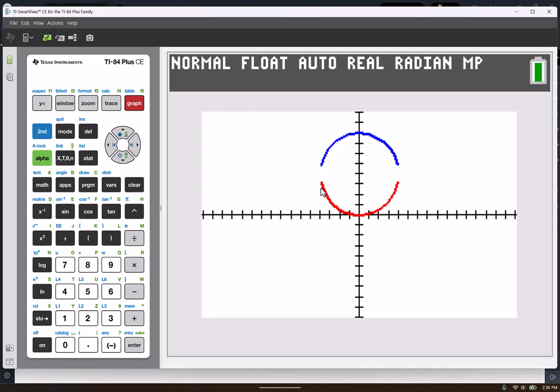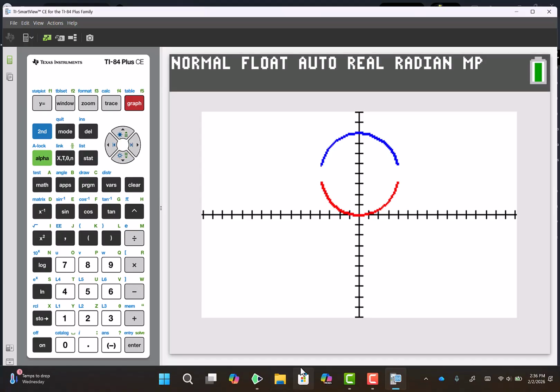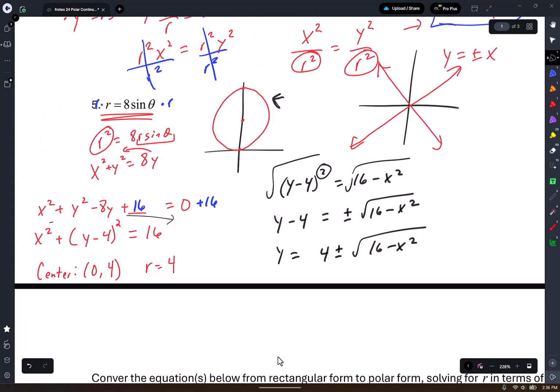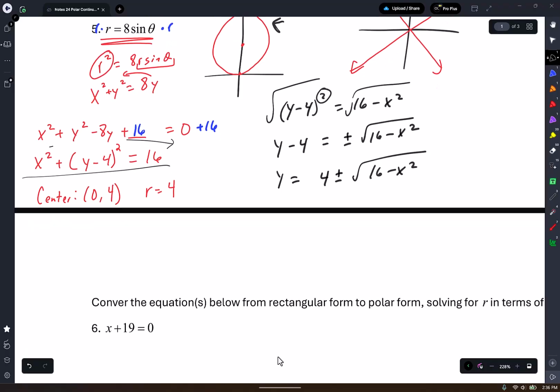Are you guys not entertained? Are you guys like, eh? You guys don't like this? Oh, that was cool. I think this is super cool. Okay. There it is. If you're on Desmos, you can just type that and it'll graph it for you.